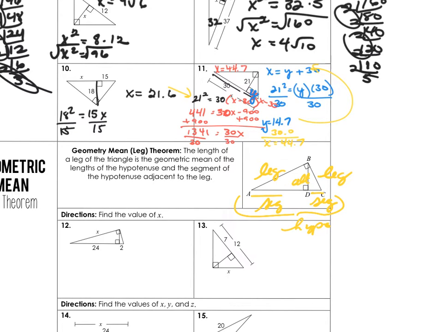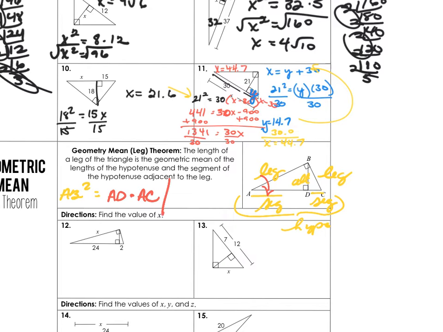The problem says the length of the leg of a triangle is the geometric mean. So the leg of the triangle would be like AB. So we would square that. And it's the length of the segment adjacent to the hypotenuse. This is adjacent. So that would be AD times, and it says the whole hypotenuse, which is AC.